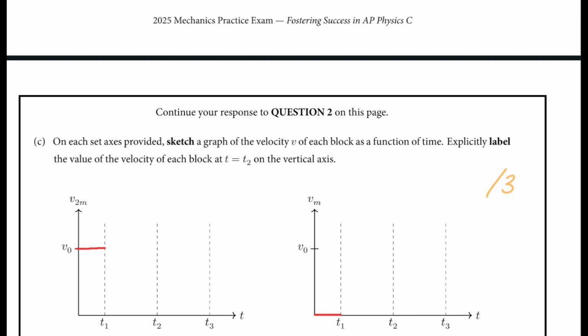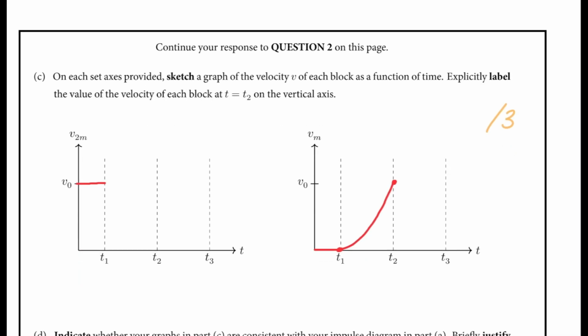Then during the collision, we know that the block with mass m experiences this force that actually increases with time to a speed of v0. So I do know segment-wise, I'm going up here. I'm going to make it concave up. And then after that, the block slows down due to the friction surface, and that's going to be a constant force, so that hits t3 in a linear fashion.